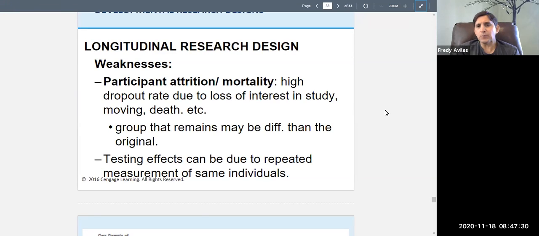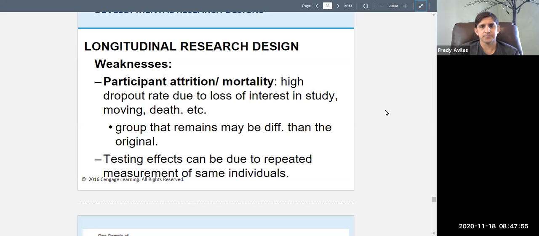Other weaknesses, participant attrition, mortality. What that means is people drop out of the study. That's attrition. People drop out of the study. They say they don't want to participate anymore. So they're not interested 20 years later, 40 years later. Or mortality, right? Some of them actually also die. And then they can't be in your study. So there can be a high dropout rate due to loss of interest in the study, or because they don't want to participate anymore, or because they move and you can't find them, or they actually die.